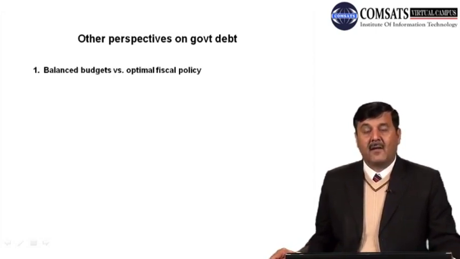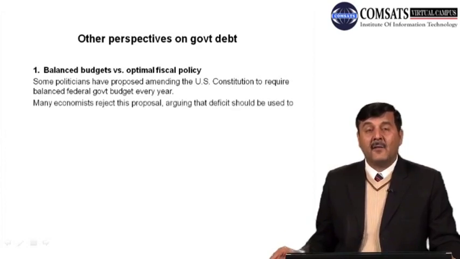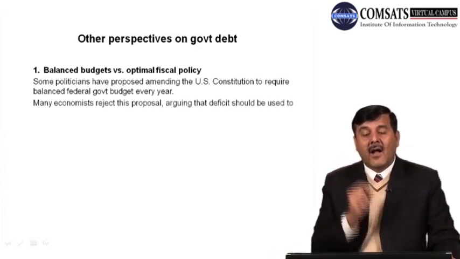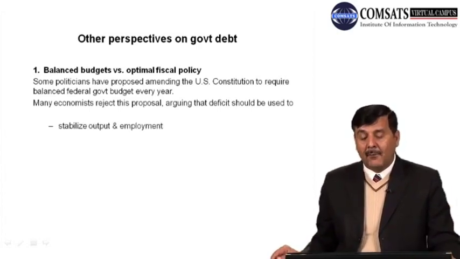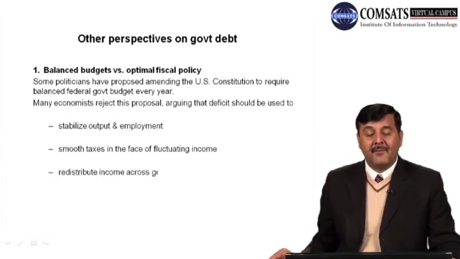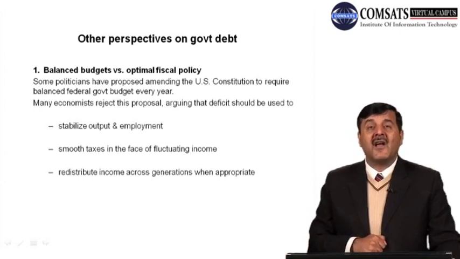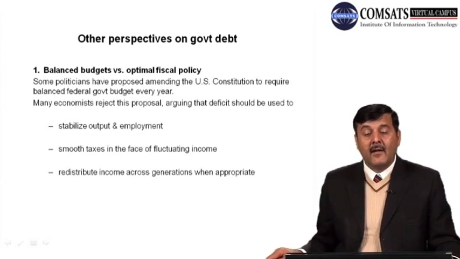Balanced budgets versus optimal fiscal policy. Some politicians have proposed amending the US Constitution to require a balanced federal budget every year. Many economists reject this proposal, arguing that the deficit should be used to stabilize output and employment. It can also be used to smooth taxes in the face of fluctuating income. It also helps to redistribute income across generations whenever appropriate. Right? This was the first perspective.